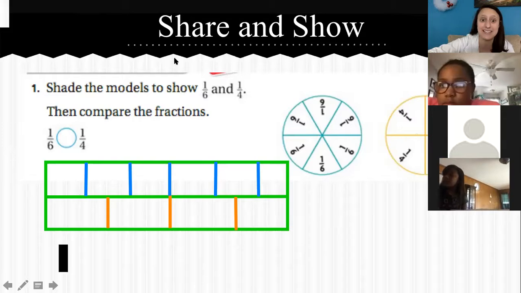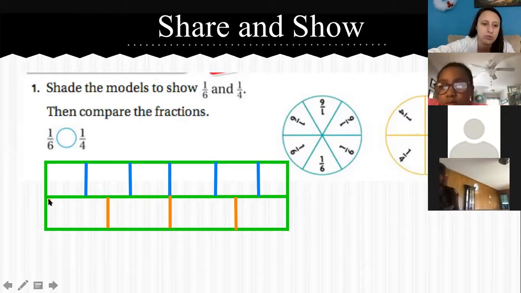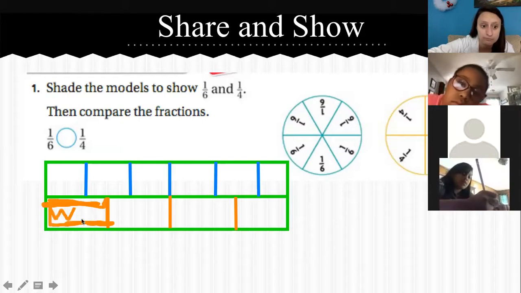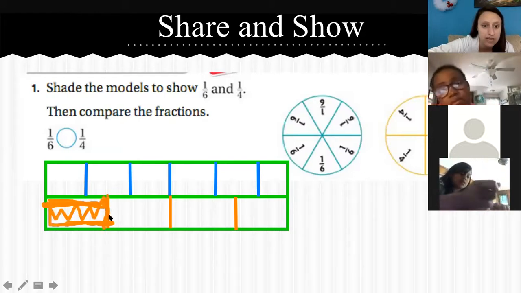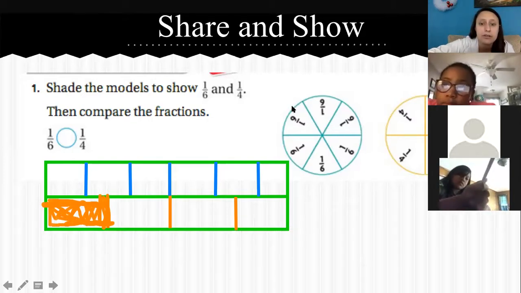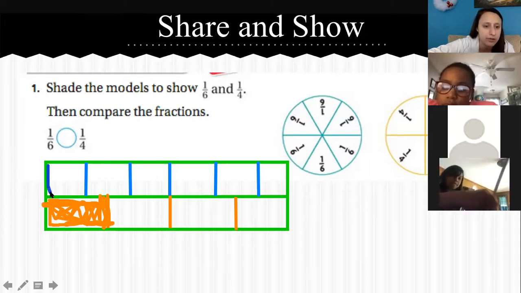Does that make sense? So if I color in one, since I'm already in orange, let's do 1/4 first. 1/4 is 1 out of 4 pieces of the whole. And it ends right here, right? And then I have 1 out of 6 pieces of the whole.